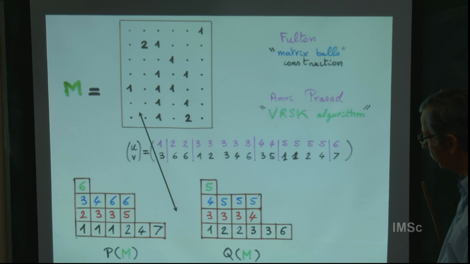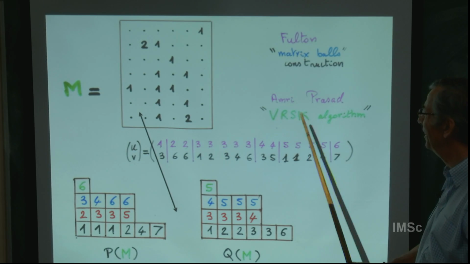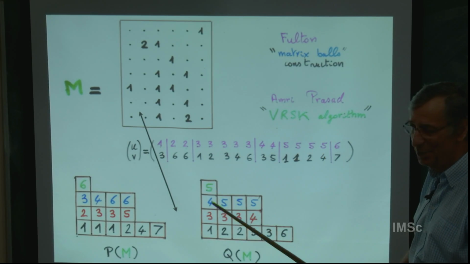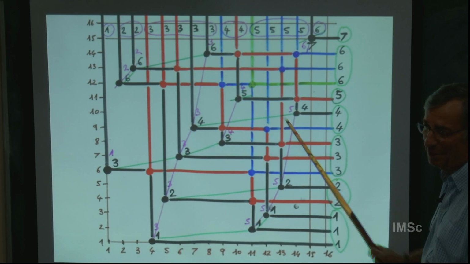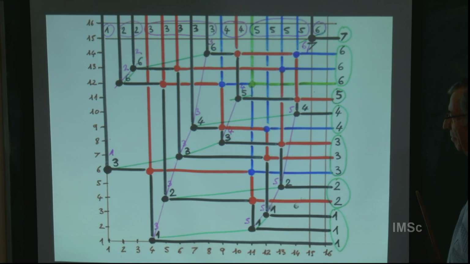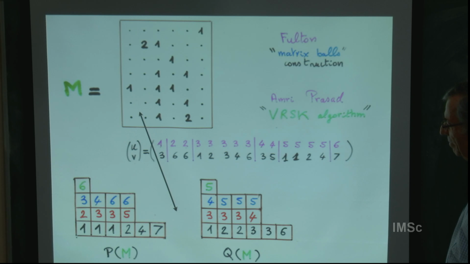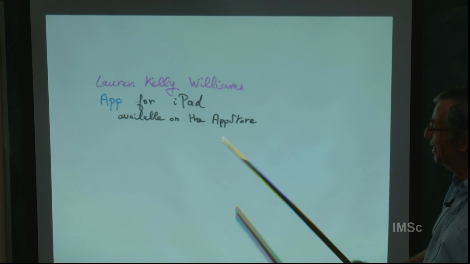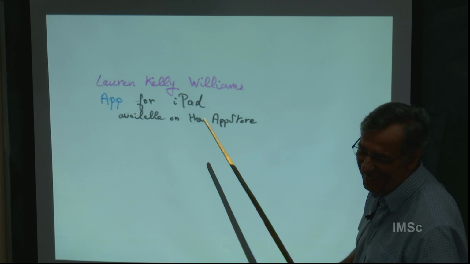So read the book of Amri Prasad, Cambridge University Press, and as an exercise, try to get the same algorithm by starting from this picture. And then, even if you have an iPad, go to the Apple Store, it's free.